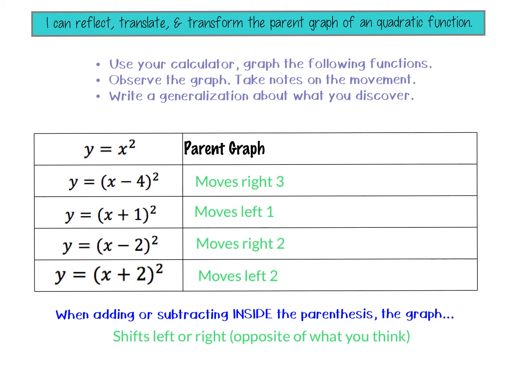So hopefully as you explored with your calculator, you saw that adding or subtracting inside the parentheses took the parent graph and moved it right or left. And it did the opposite of what I would normally think. I would think if I'm subtracting 4 up here, then I would move left 4, but it actually moves it right 4. And we're going to talk about why that happens. But I just said it shifts left or right, opposite of what you think, just as a reminder. Because when I added or subtracted on the end, it did exactly what I thought it would do. Up for adding and down for subtracting.